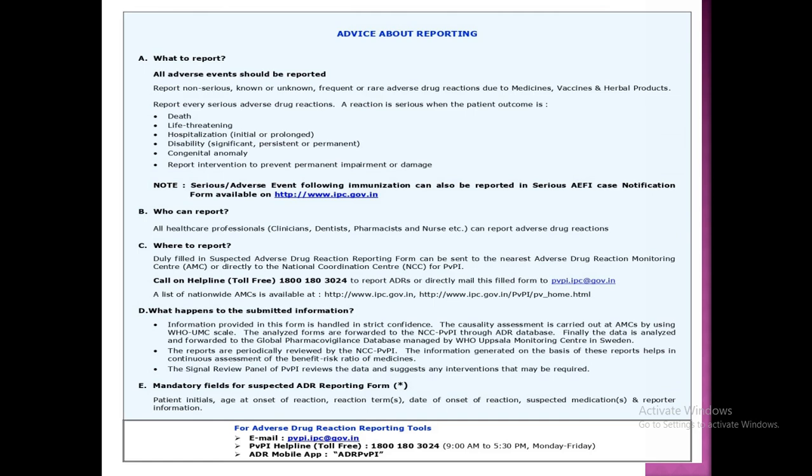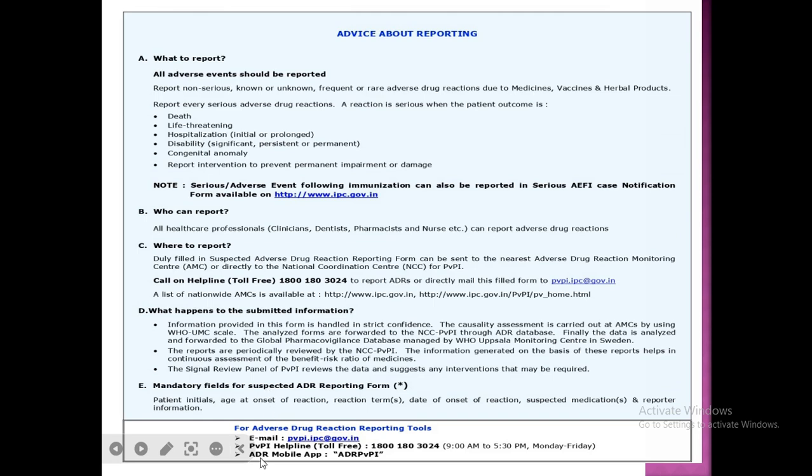Then, the mandatory fields for the suspected ADR reporting form: patient initials, age at onset of reaction, reaction term, date of onset of reaction, suspected medications, and reporter information. These are the mandatory fields to be filled in.